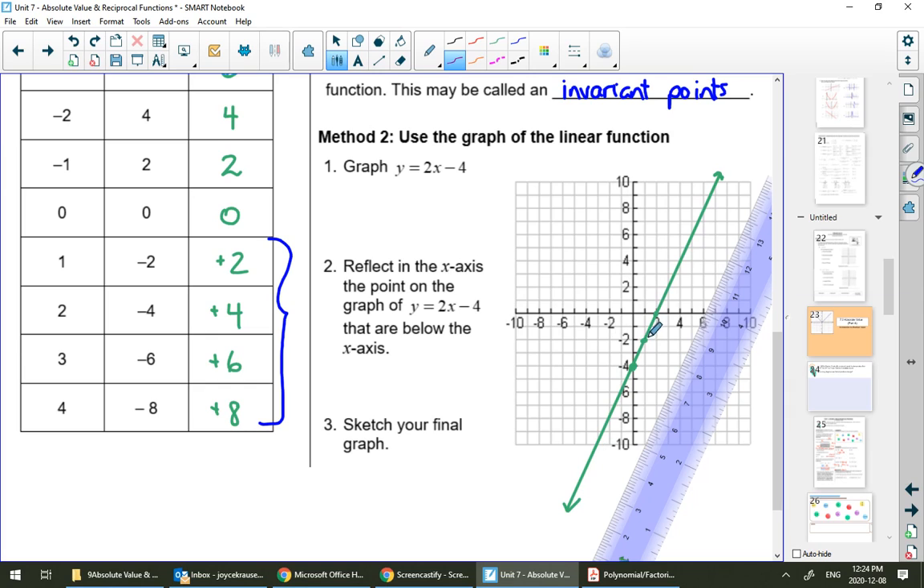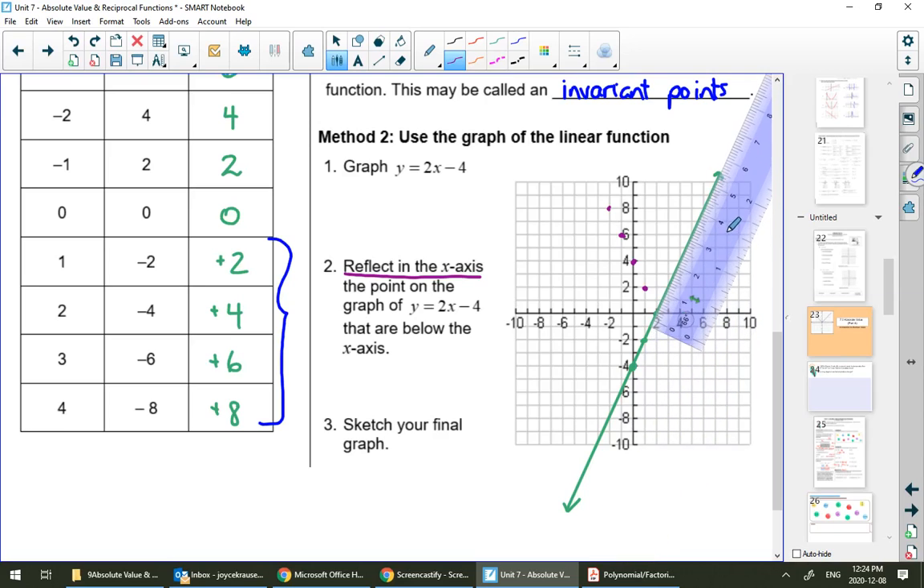So we have a point here at 1 comma negative 2. That will now become 1 comma 2. We have a point at 0 comma negative 4, so 0 comma 4. We have a point at negative 1 comma negative 6, and then we have a point at negative 2 comma negative 8. And then all the rest are off our grid, so we'll stop there. So notice that all of our positives stay positive, all of our negatives are going to be reflected in the x-axis. We now use our ruler to sketch that graph.